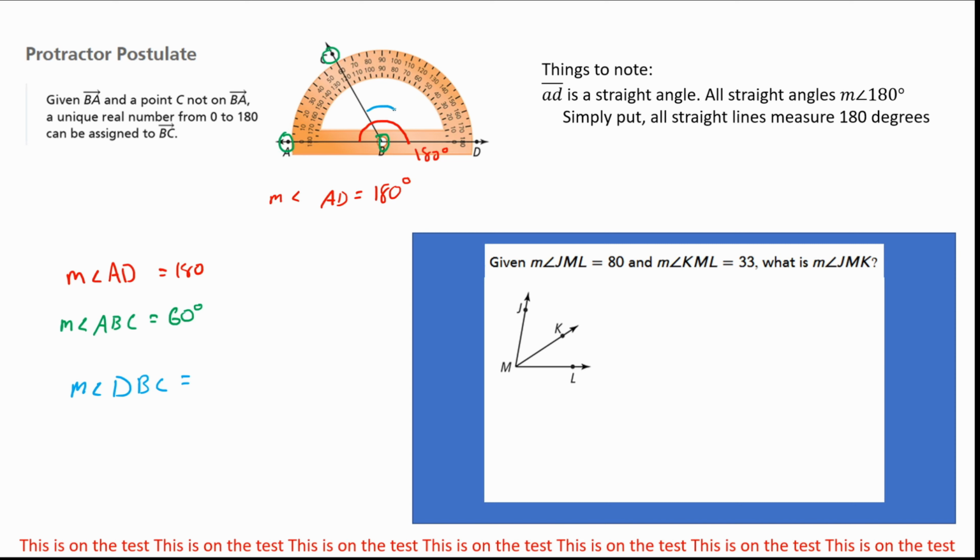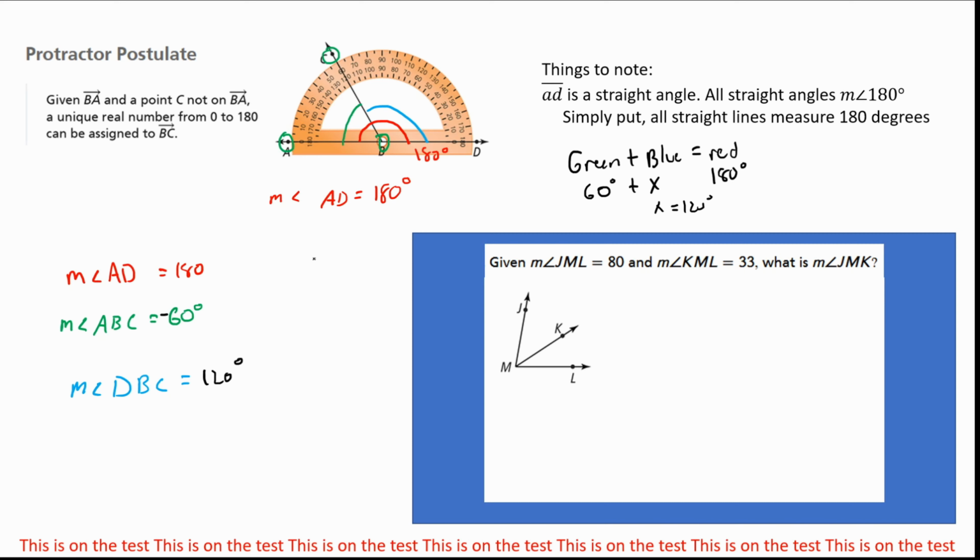So let's say, let me highlight these. This is DBC, and then in green I need to mark ABC. So the way I've color-coded this, and according to the protractor postulate, just visually, my green section plus my blue section is equal to my red section. And I know my red section already is 180 degrees, and I know my green section is 60 degrees, and I don't know what my blue section is. So I can do some simple math really quick to see that it's 120 degrees. Or as we have here, what is 180, because that's the straight angle, minus 60 degrees? Well, that leaves me with 120 degrees.